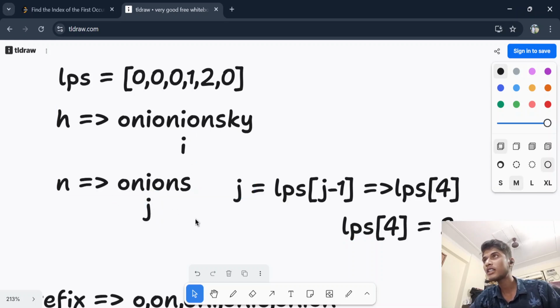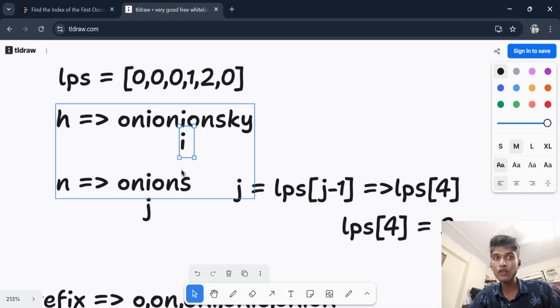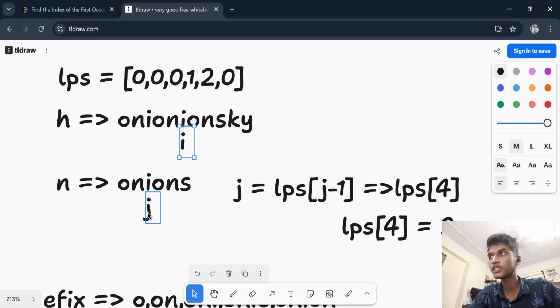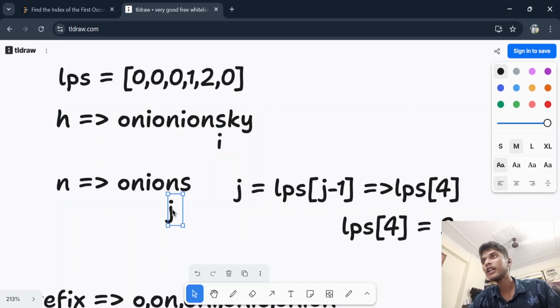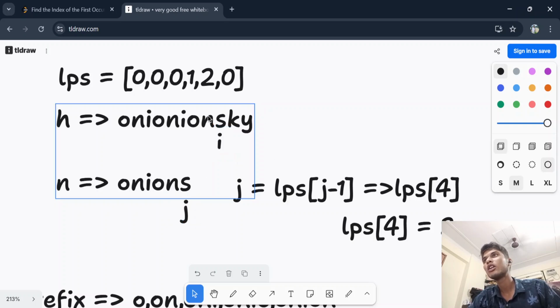Now it will check, are these equal? See this, I and I are equal. Haystack of I is I. Needle of j is I. They are equal. Again, increase j, increase I. Okay. Now O and O are also equal. Increase j and increase I, I plus plus, j plus plus. So N and N are also equal. So again S and S. So now these are also equal.